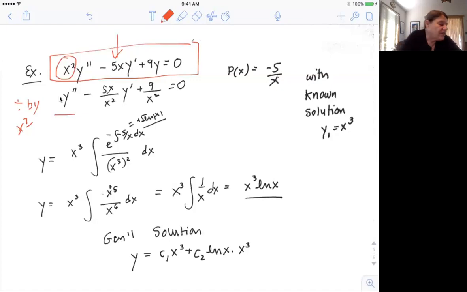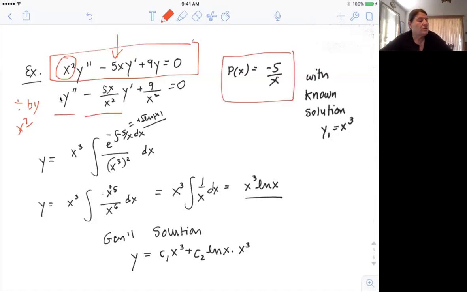Okay, now, once you look at this one right here, there's your P. And if I simplify it, it's minus 5 over x. So right there, I've identified one thing I know. Here's my P. And they are telling me that this is a known solution.